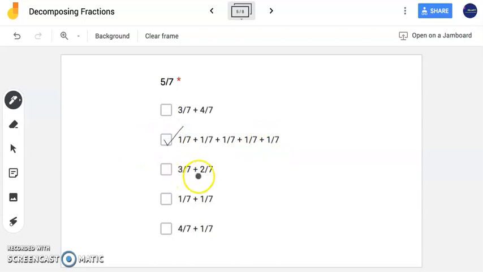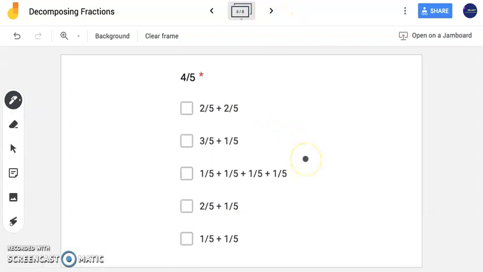I also notice here 3 plus 2 is 5, 7 is my denominator, 5/7. Here I only have 1/7 plus 1/7, which is 2/7. But here I have 4/7 plus 1/7, which is 5/7. So notice here there were three answers and three different ways to represent the fraction 5/7. And each of these ways are other ways to represent the fraction 5/7 as we decompose and tear it apart.